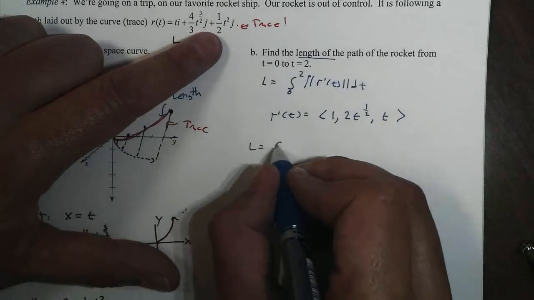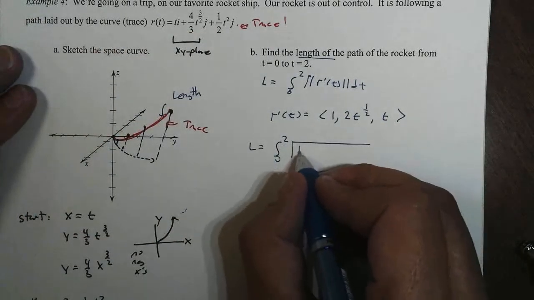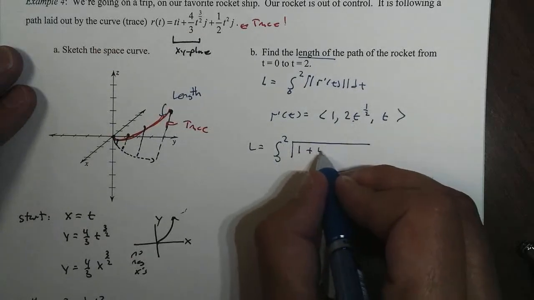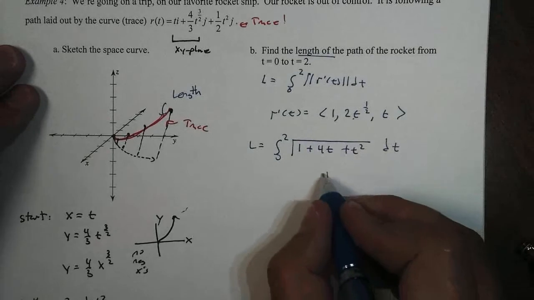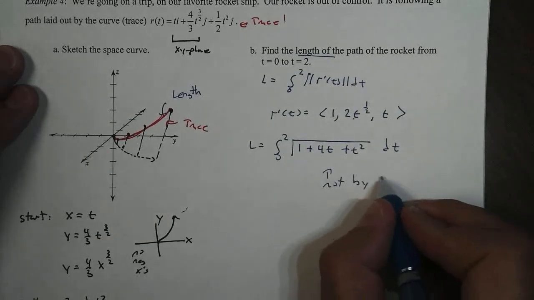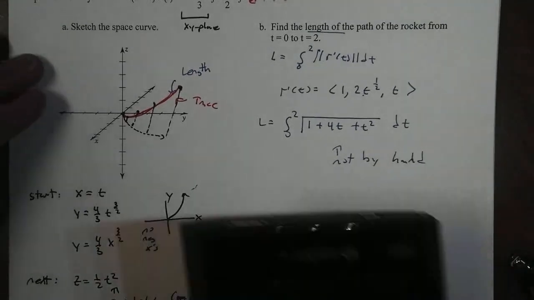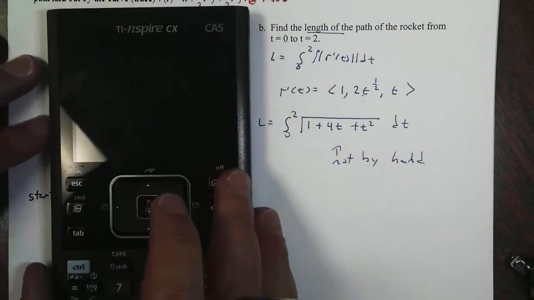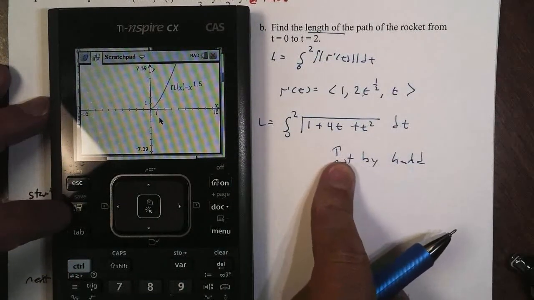So to get our length, we're going to go from 0 to 2. We're going to look at the magnitude of this, which is the square root of 1 plus 4t plus t squared, dt. Not by hand. Use a calculator or a technical tool, like a computer tool. So I am going to calculate this integral.